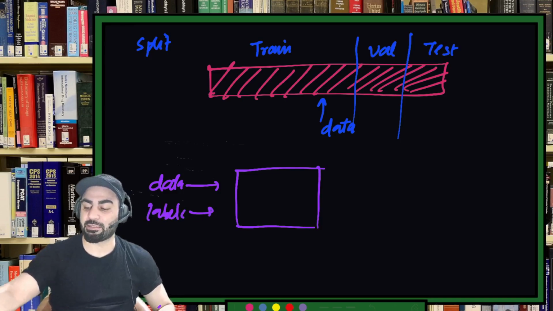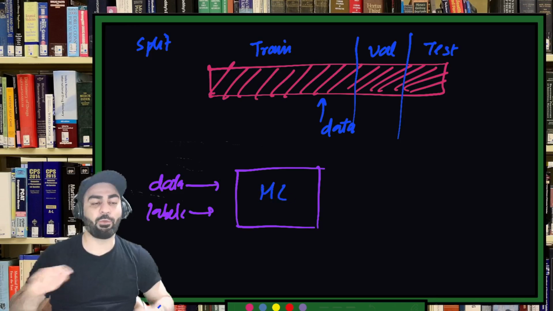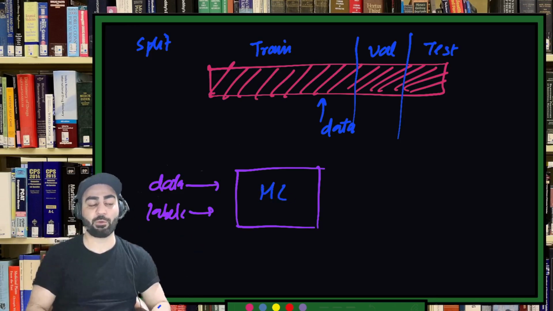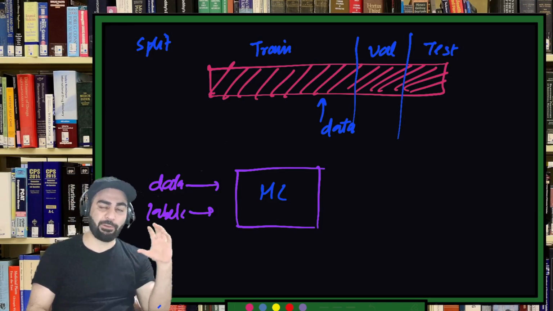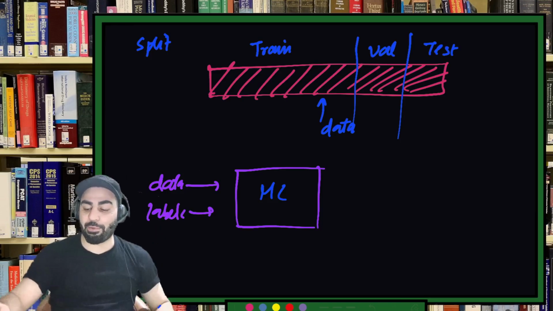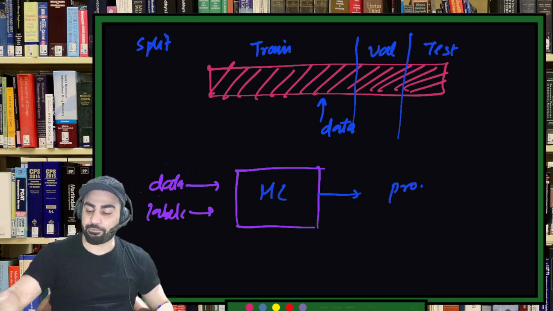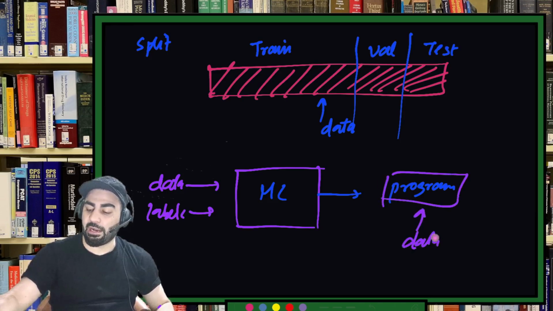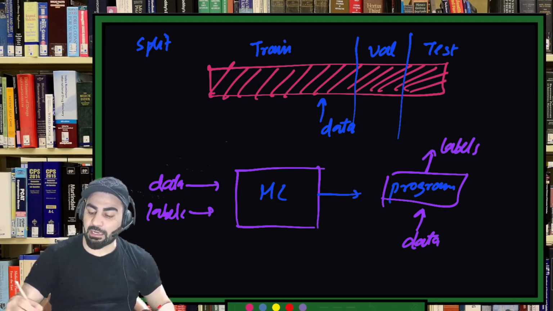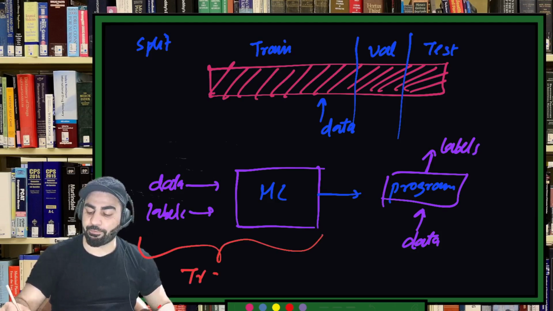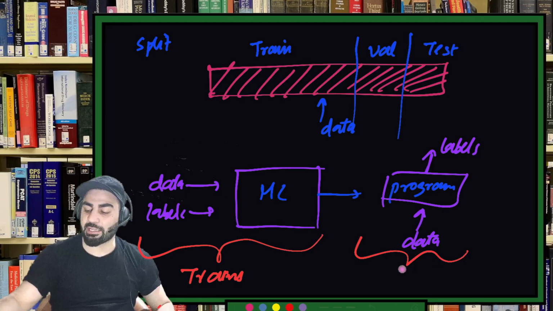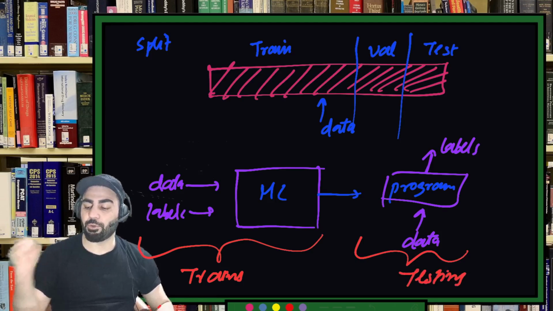Consider this machine learning algorithm as a black box for now. We don't know anything about it, but we know that we have data and we have corresponding labels. We feed this into the machine learning algorithm, and it will come up with a program. Now this program will be given new input, new data, and this should give us new labels. This part I told you is called training, and this part is called testing.